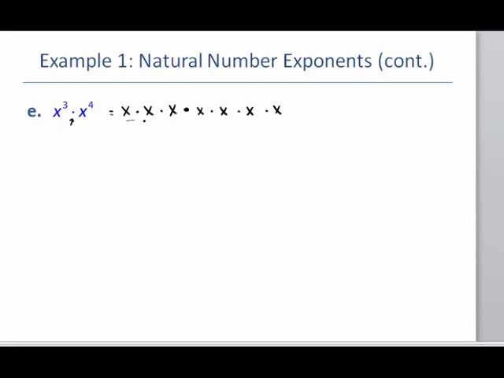So we have our 3 x's here for x to the third. We have our 4 x's here for x to the fourth. When we multiply together, how many x's do we have total? We have 7. So x to the fourth times x to the third is equal to x to the 7th power.